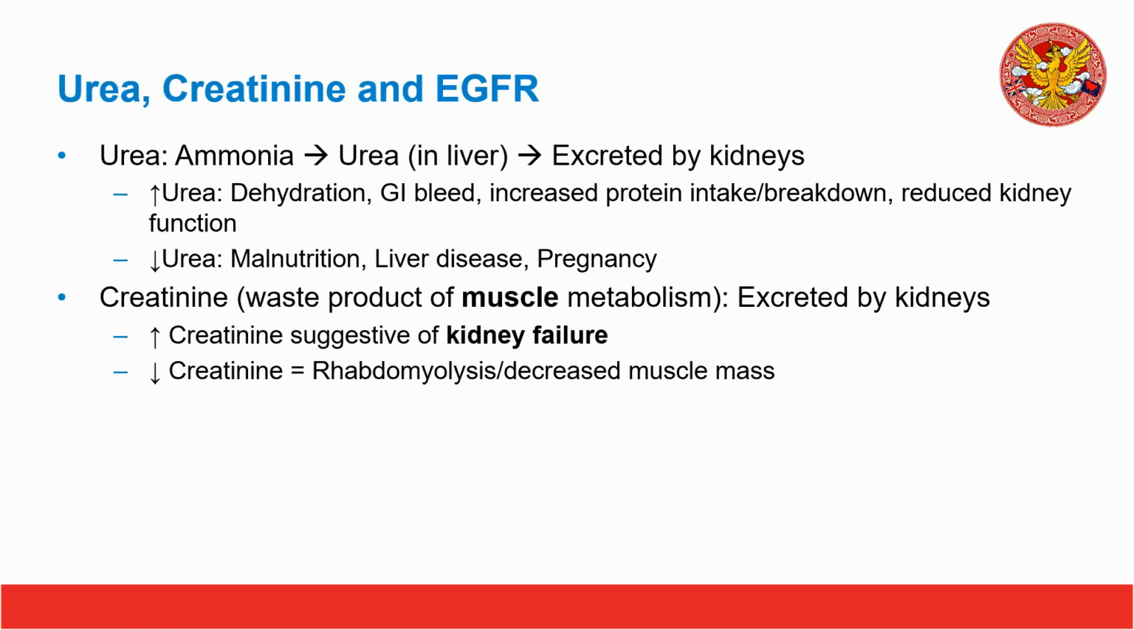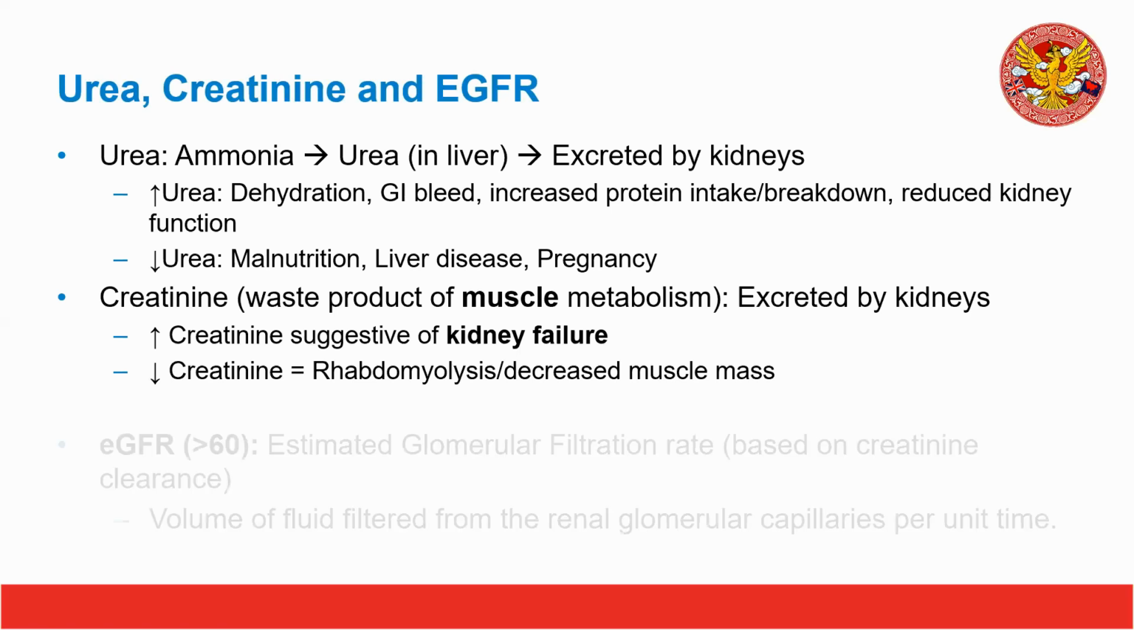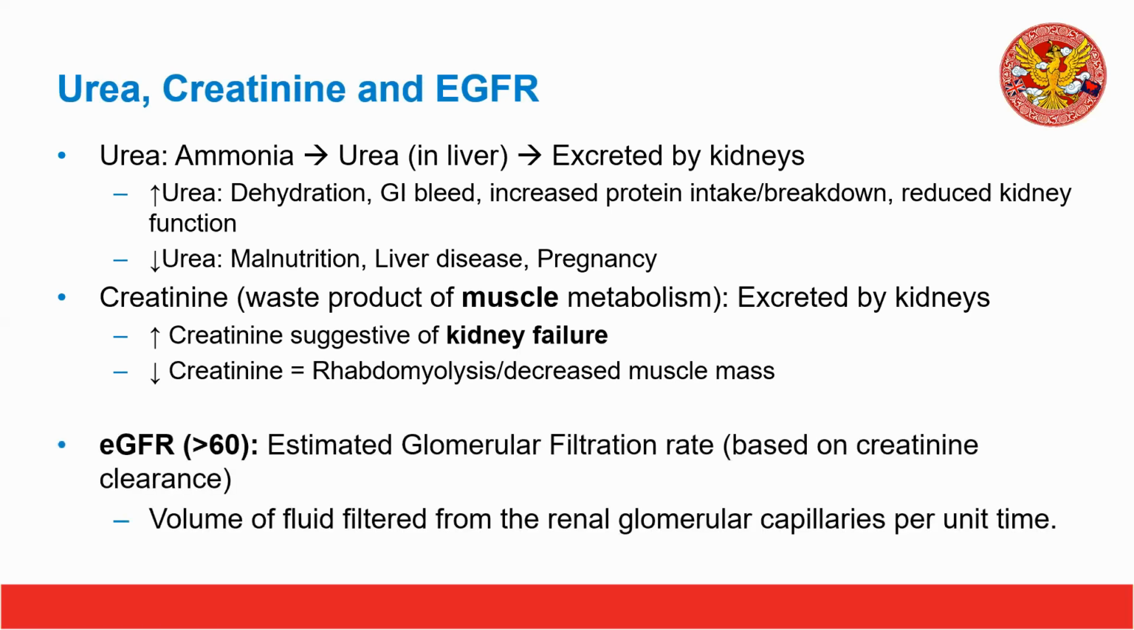And a reduced creatinine, because like I mentioned before, it's associated with muscle mass, the less muscle that you have, the less creatinine you're going to have in your system. So stuff like rhabdomyolysis, decreased muscle mass, can reduce your creatinine levels. Your estimated glomerular filtration rate is often based on the creatinine clearance, and it is the volume of fluid that is filtered by the kidneys per unit time. And the normal eGFR is usually above 60, often used to categorize kidney failure into different stages.